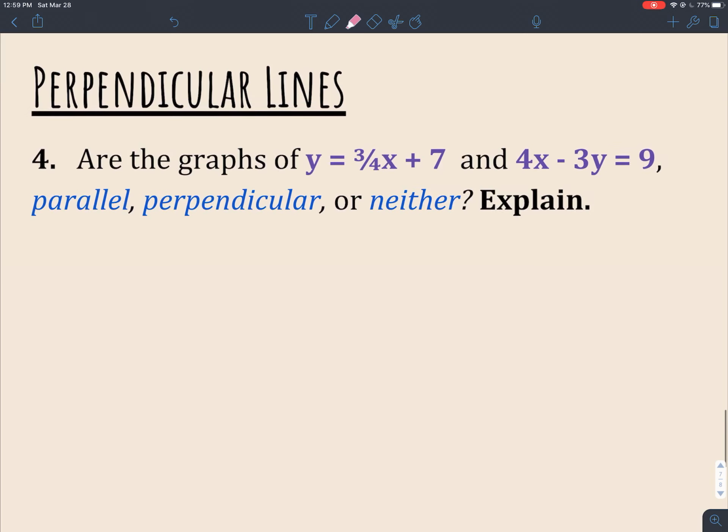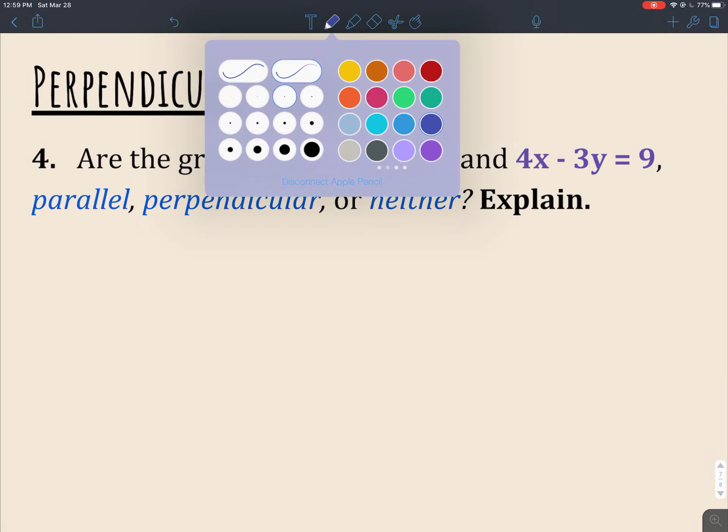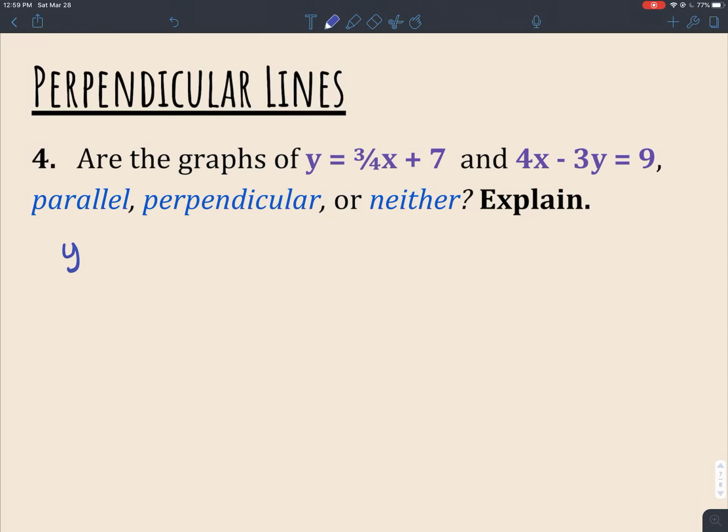So, if we're given two equations, I will rewrite them for you all. So the first equation is y is equal to 3/4 x plus 7, and the second equation is 4x minus 3y is equal to 9. The question's asking, are they parallel, perpendicular, or neither? So for us to figure out what they are, we actually have to go ahead and find their slopes.